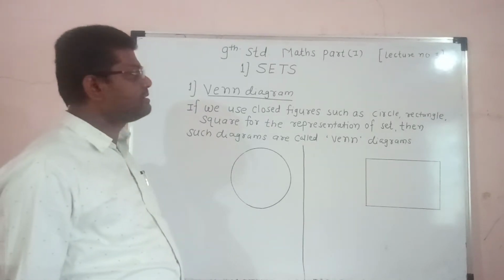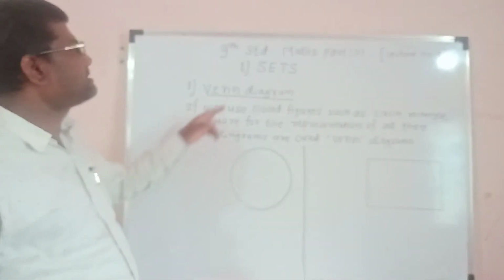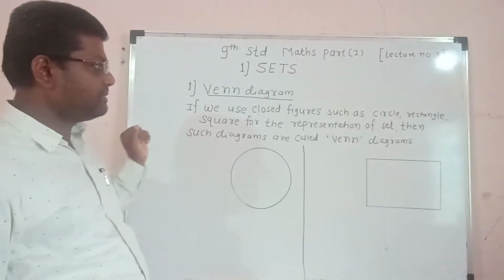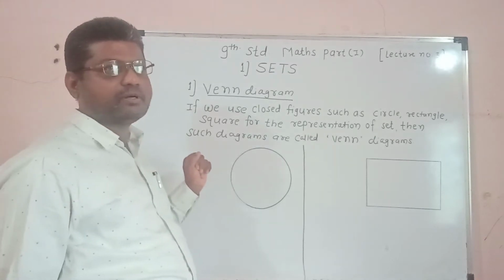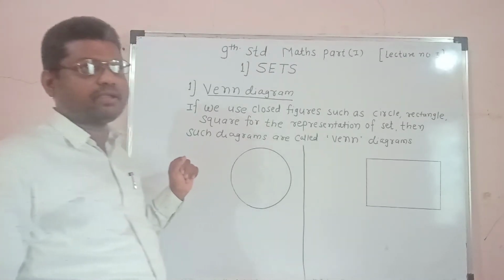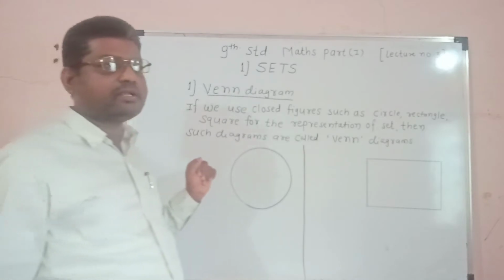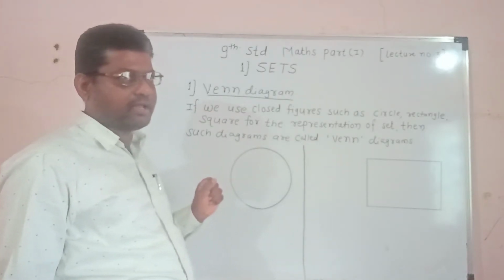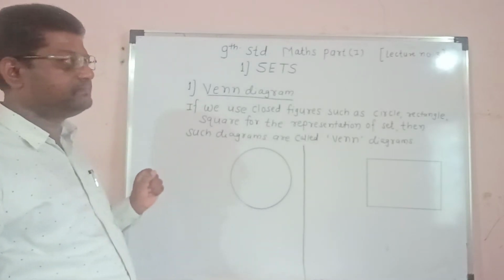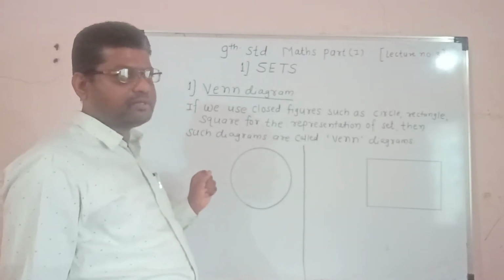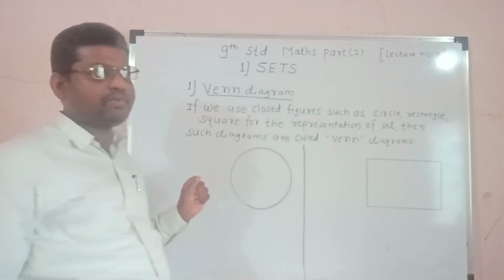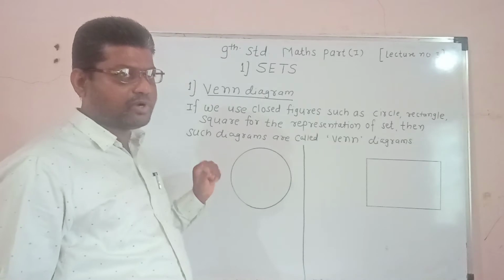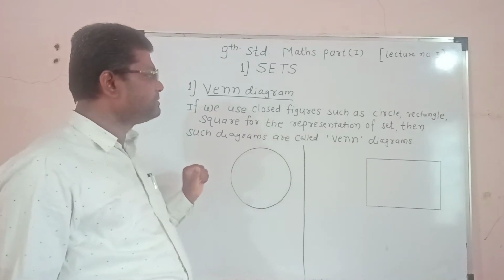Welcome, ninth standard friends. Lesson number 1 is Sets, and the first point is the Venn diagram. If we use closed figures such as a circle, rectangle, or square for the representation of a set, then that diagram is called a Venn diagram. This was first used by the British mathematician John Venn. Therefore, these diagrams are called Venn diagrams.